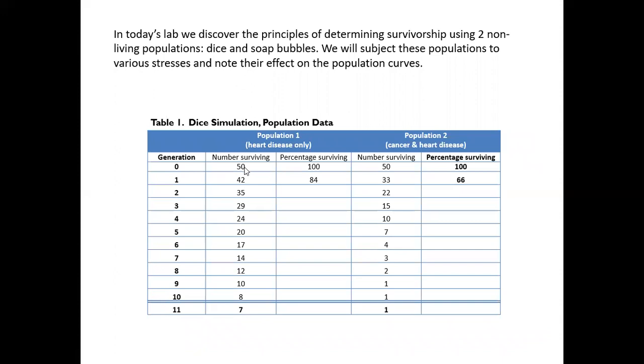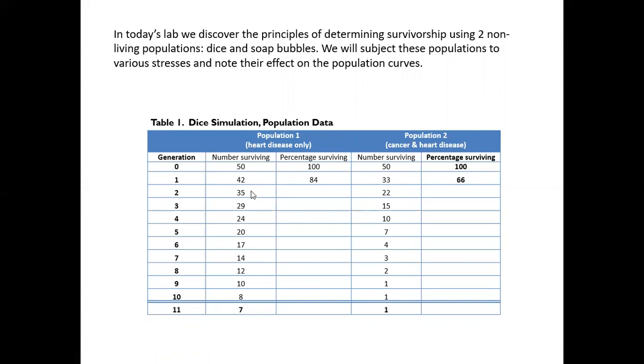Here we started out with 50 dice. In this population simulation, we threw in a disease called heart disease. Anytime I rolled the 50 dice, every time a one came up, I removed those dice from the pool. So I started with 50, I rolled them, and I lost 8. After the first generation, there's 42 left. So the percent surviving is 42 divided by 50, or 84%.